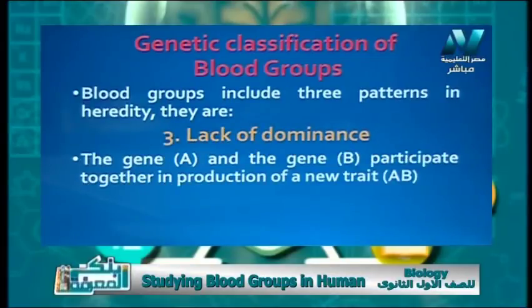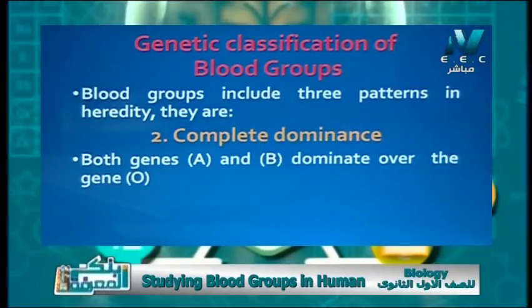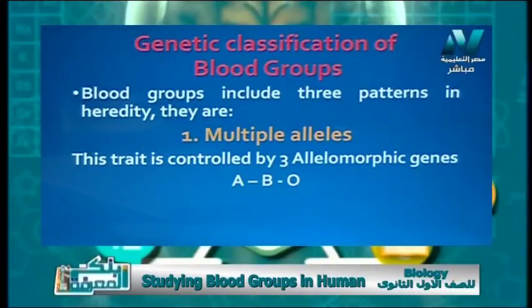The third type of inheritance is lack of dominance. The presence of the gene A and the gene B in the same person produces another type of blood group, which is AB. Let's discuss the 3 types from the very beginning.